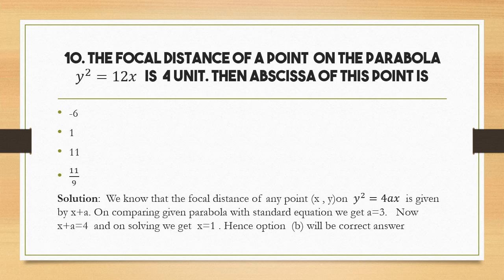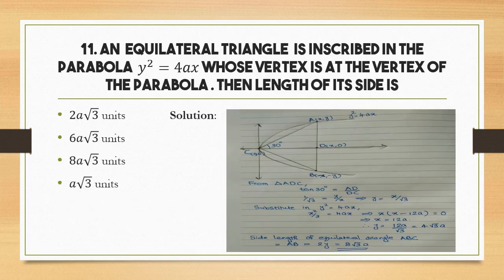Look at the interesting questions they can frame. So all you need is for your basics to be very strong. We will move on to question number 11. In question number 11, they have told an equilateral triangle is inscribed in the parabola y square equals 4ax, whose vertex is at the vertex of the parabola. Then the length of its side is? To help you understand, I drew this diagram and pasted it on your screen. Four options are given: 2a root 3, 6a root 3, 8a root 3 and a root 3.